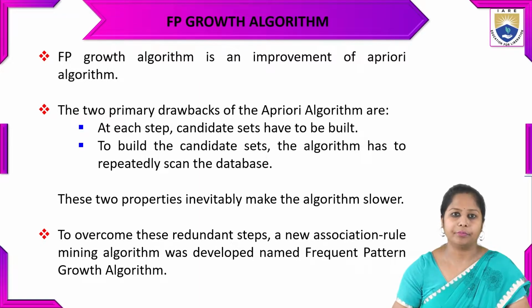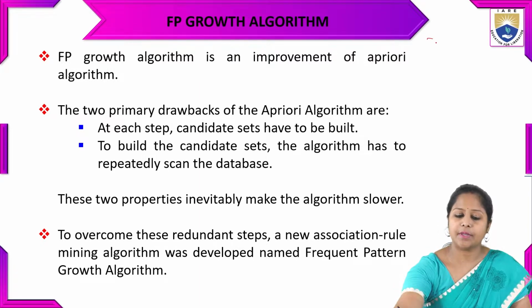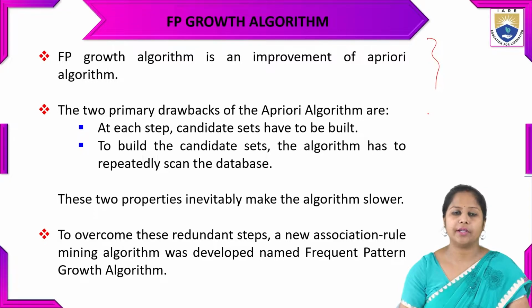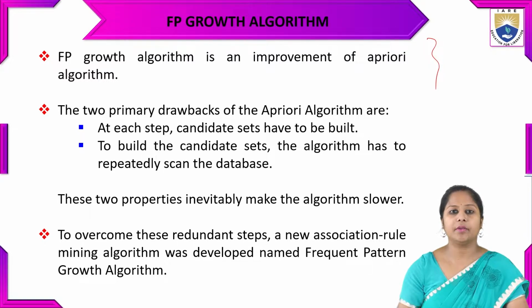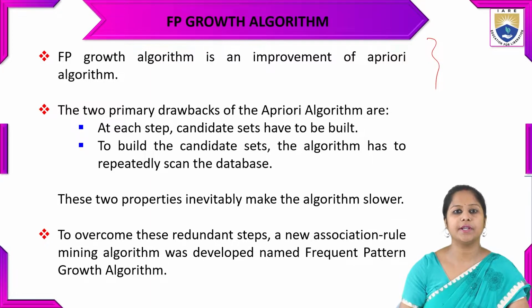FP growth algorithm. So the FP growth algorithm is an improvement of the Apriori algorithm. In an earlier lesson, we saw what the Apriori algorithm basically is. The Apriori algorithm is used when we want to make frequent item sets. For that, when we use the Apriori algorithm, we generate the most possible frequent items. But now we are replacing it with the FP growth algorithm.